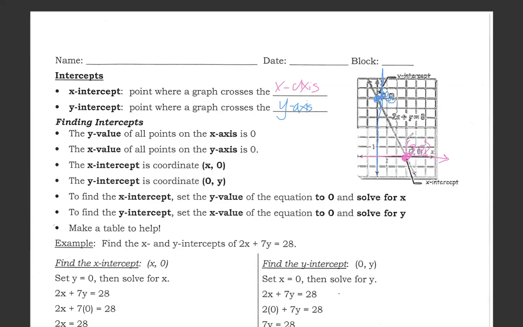So we're going to learn how to identify them from an equation and then graph our line using just 2 points instead of 5 that we've been working on. So this hopefully will be a little bit easier for you in the long run. All right, so finding intercepts.